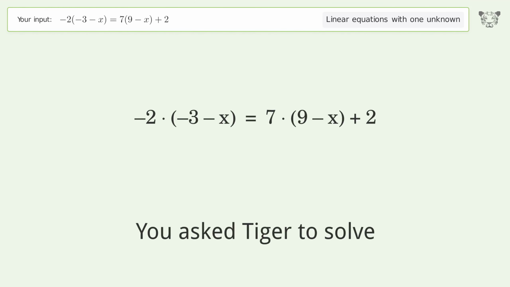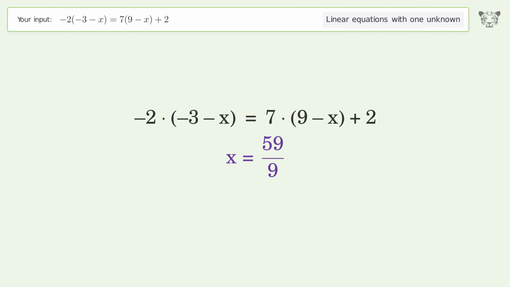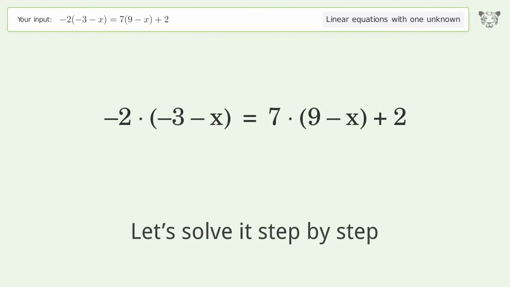You ask Tiger to solve this. It deals with linear equations with one unknown. The final result is x equals 59/9. Let's solve it step by step.